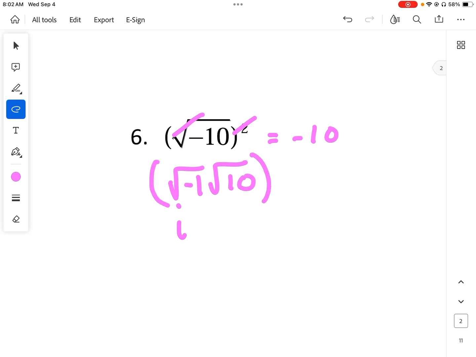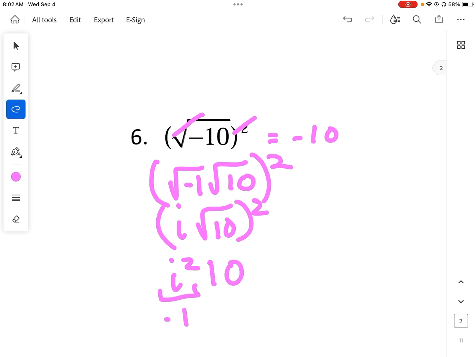And this is all squared, right? i times i, square root of 10 squared, which is i squared times 10. i squared is negative 1, so negative 1 times 10, which equals negative 10. Okay, so that's two different ways of looking at it. They both work.